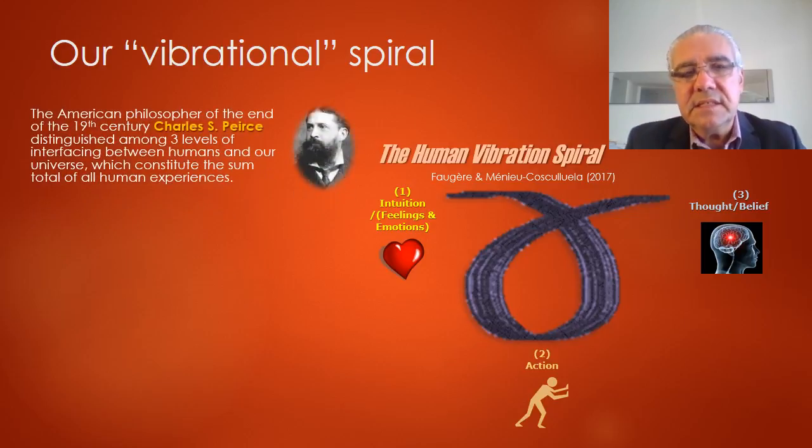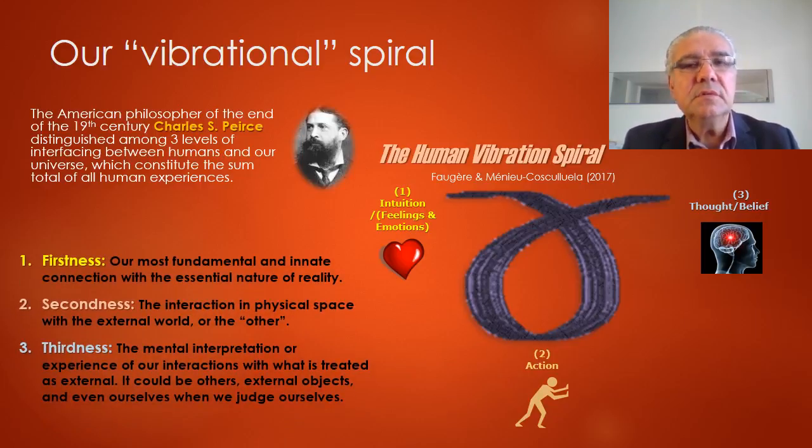Where does this analysis come from? We're going to trace the roots of this analysis of the human vibration spiral, which is our toolbox that we're going to be using to create the reality and the goals that we want to achieve. We're going to trace this back to the American philosopher Charles S. Peirce. This philosopher distinguished between 3 levels of interfacing between humans and our universe, which constitute the sum total of all human experiences.